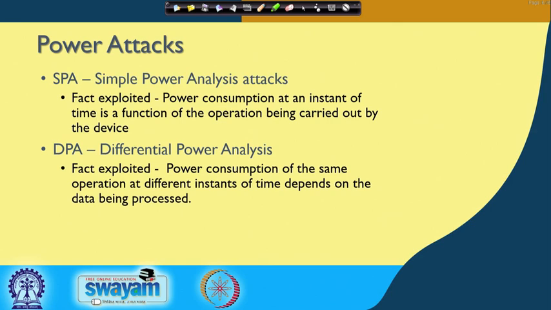On the other hand, DPA or differential power analysis is more sophisticated, because it tries to exploit the fact that the power consumed by the same operation is dependent upon the underlying data. Therefore, the dependence being more fundamental, even if there is a protection against simple power attacks, it can break against differential power attacks.